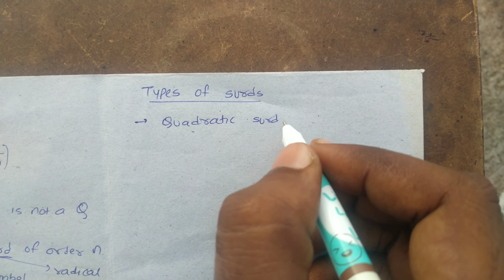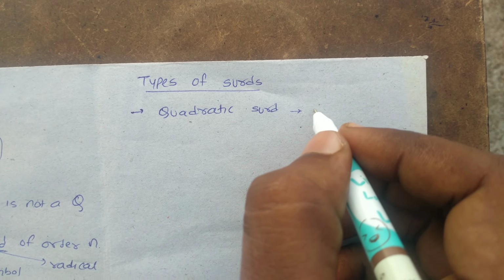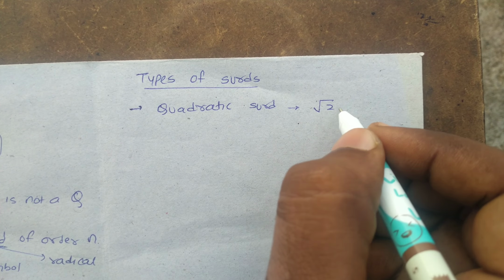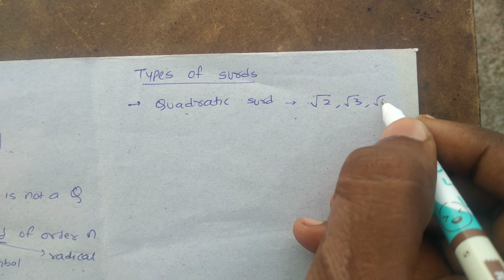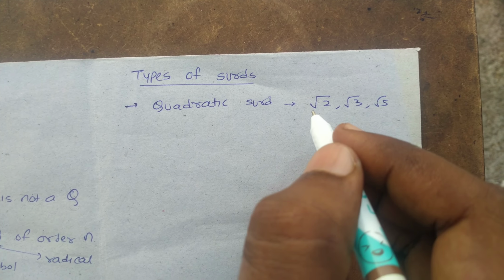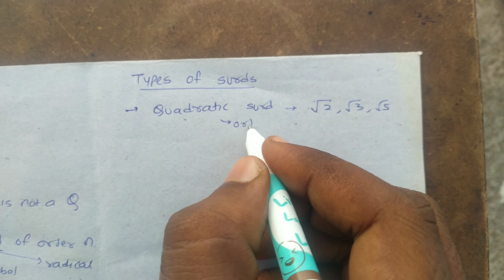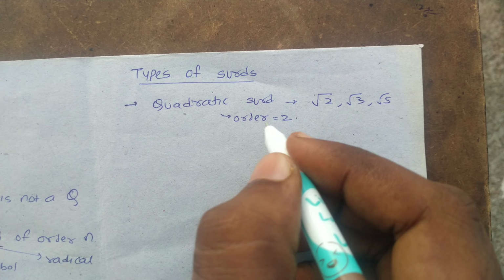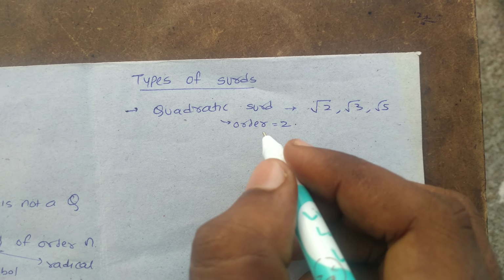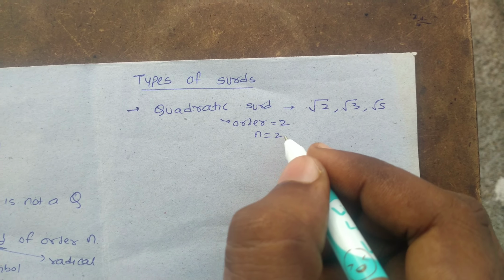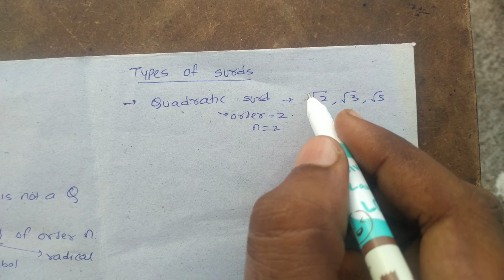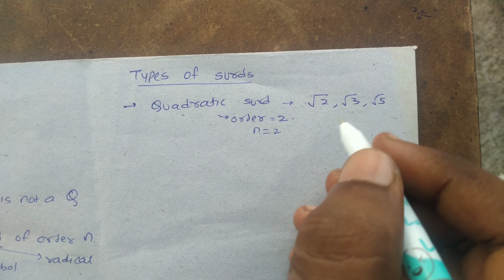So what is a quadratic surd? Any surd which has order 2 is called a quadratic surd. What is order? Order is n, and n equals 2. If you have n equal to 2 here, this is a quadratic surd.